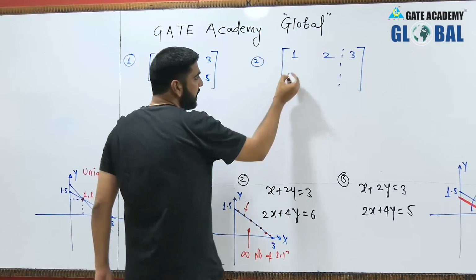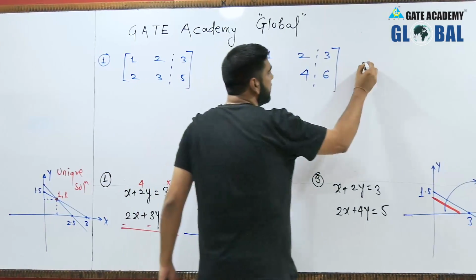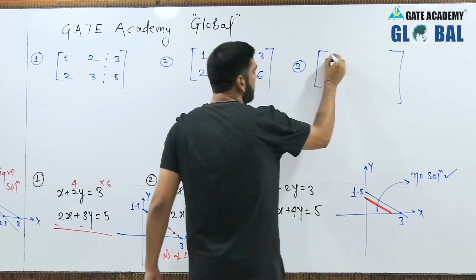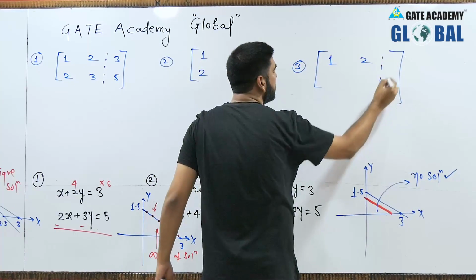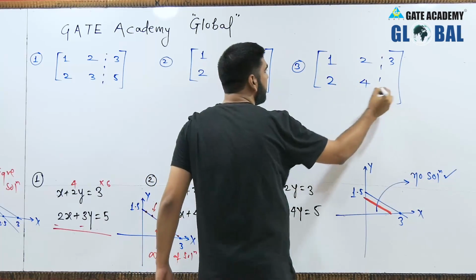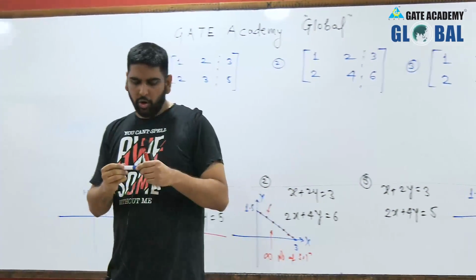In the second equation we have 2, 4 and 6. In number 3 the equation is 1, 2 and 3, and another equation is 2, 4 and 5. Okay. So this is the augmented matrix.